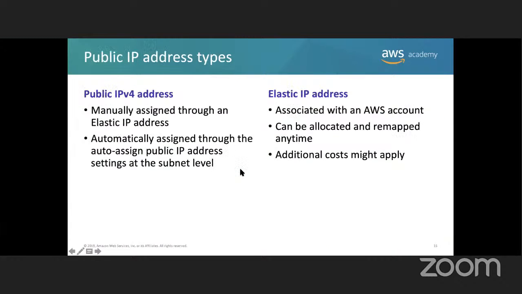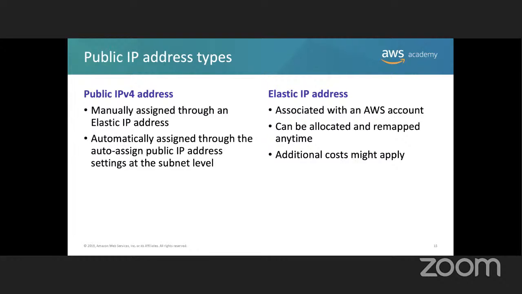Public IP address types. We can have a public IP address, IPv4, and we have an elastic IP address. The good thing about elastic IP address is that you can reuse it, and you will never lose it unless you release it. When you create an EC2 instance, you will be assigned an IPv4 public IP. That's going to happen.